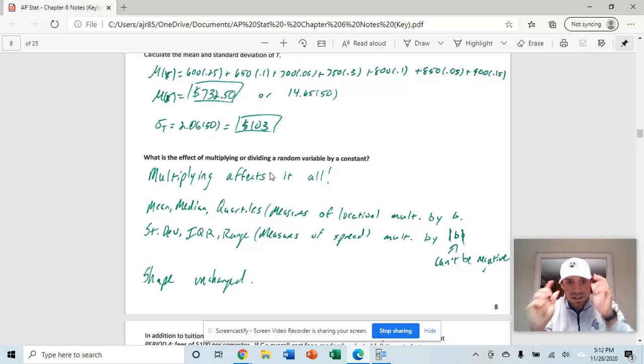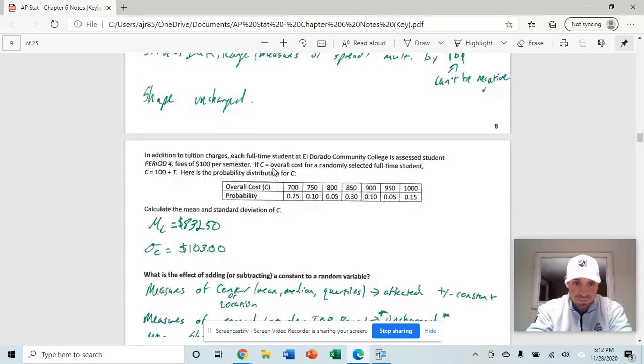Keep in mind that standard deviation, interquartile range, and range can never be negative. So if we happen to be multiplying by a negative value, we just multiply by the absolute value. The shape of our distribution of our random variable here will remain unchanged.